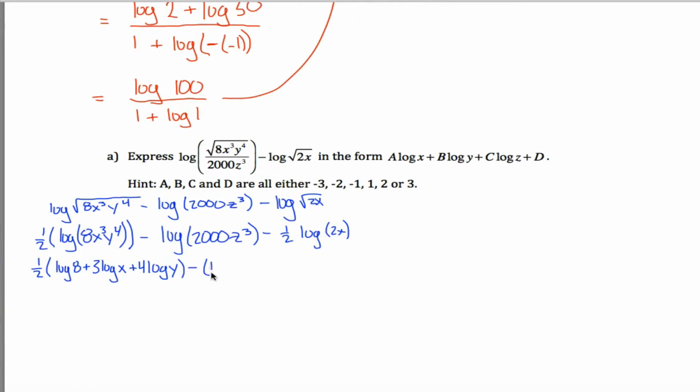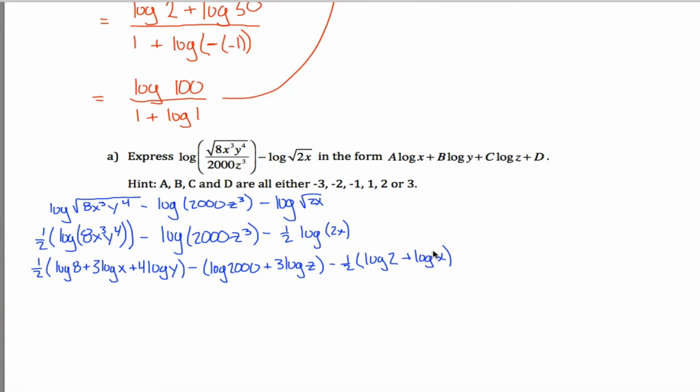minus the log of 2000 plus 3 log of z. So this is 2000 times z cubed, so I can make that the log of 2000 plus the log of z cubed. But the log of z cubed is 3 log of z using your third log rule. And note I need the parentheses because I'm subtracting this entire thing. Then finally I got minus 1/2 the log of 2 plus the log of x.